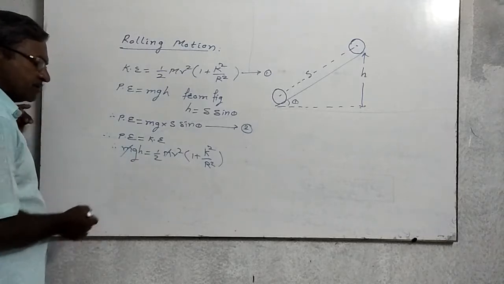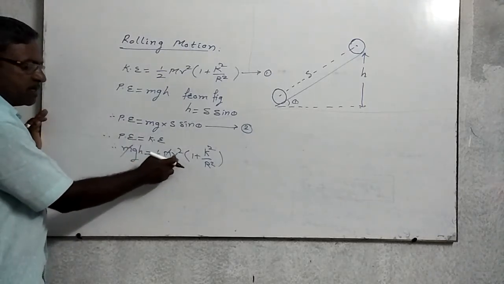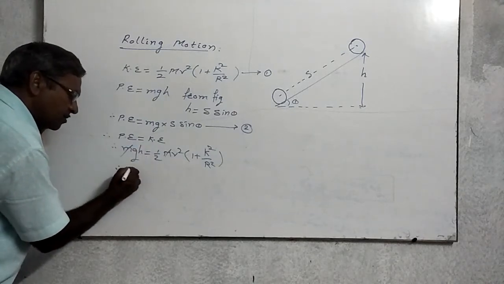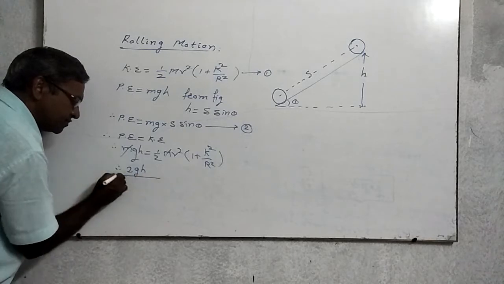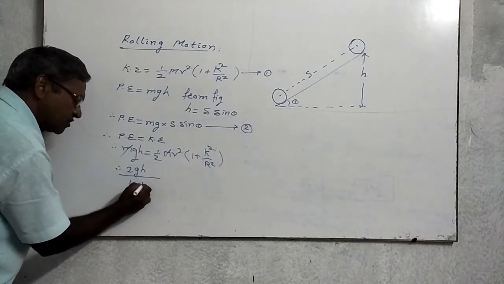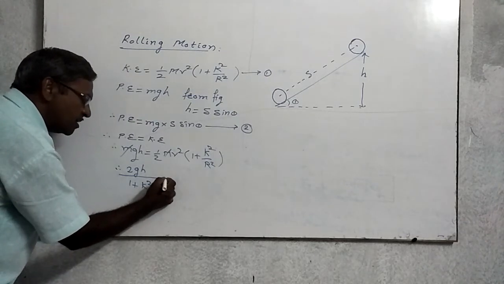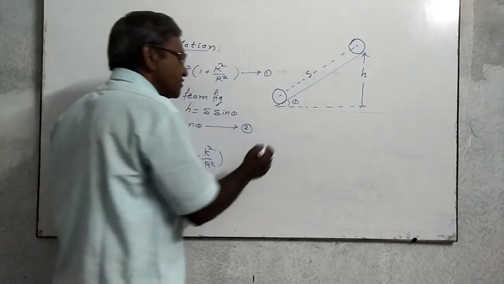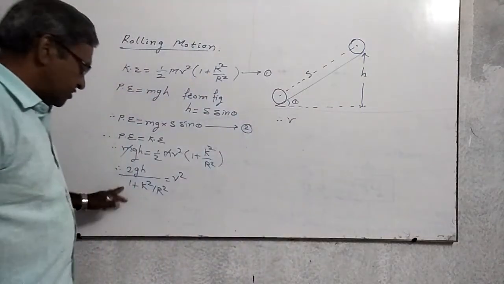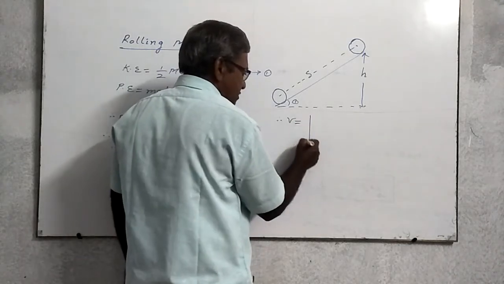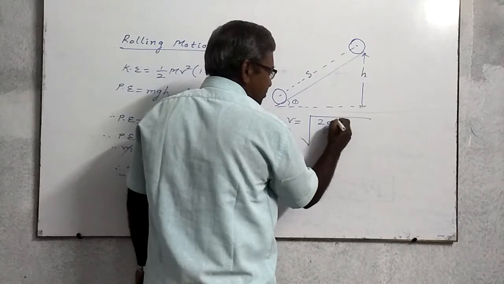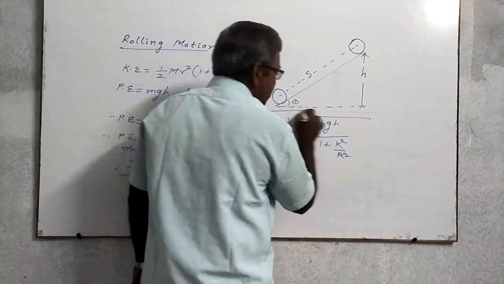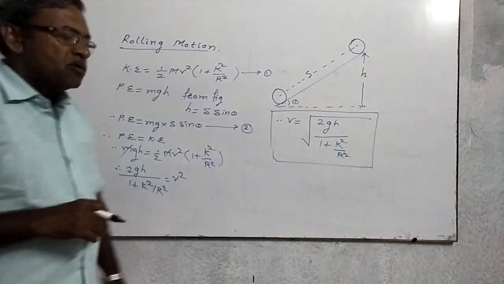Here m gets cancelled. We have to remember that we need the relation for v, so we have to get this v here. So this 2 will come here, twice gh upon 1 plus k square upon r square is equal to v square. If we want the relation for velocity, so taking root of this side, v is equal to square root of twice gh upon 1 plus k square upon r square. This is the equation for linear velocity of the rolling body.